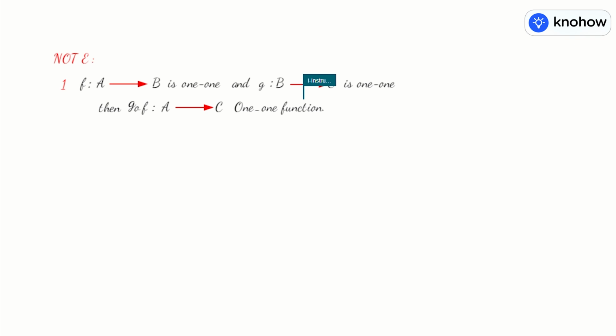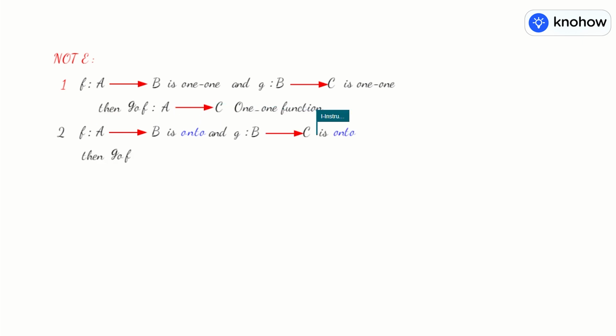And similarly for onto. And similarly the second point, that if f and g are both onto, then GOF will also be onto. Of course, f is from A to B and g from B to C are onto, then GOF from A to C will also be onto.